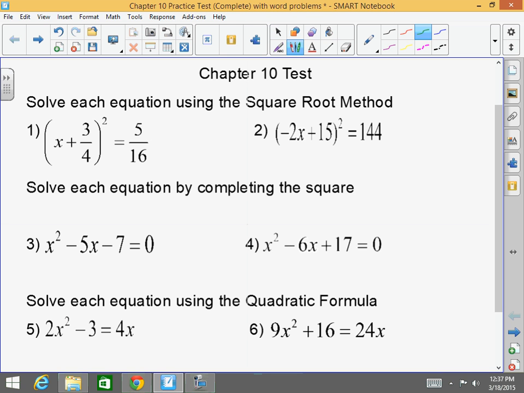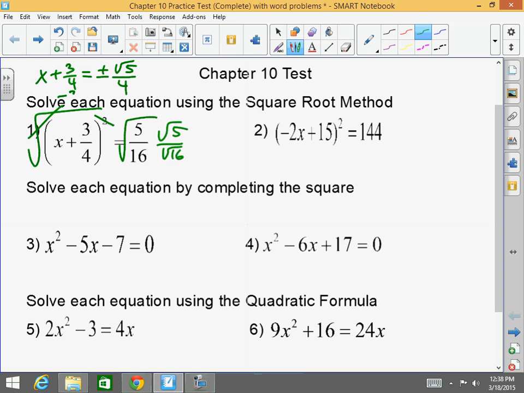I'm going to solve each equation here using the square root method. Hopefully by now you understand that you get rid of a power of 2 by taking the square root of both sides. So when you take the square root of both sides here, the square root cancels this power of 2. So I have x plus 3/4 equals, I can divide these. This is the square root of 5 over the square root of 16. So this is plus or minus square root of 5 over 4.